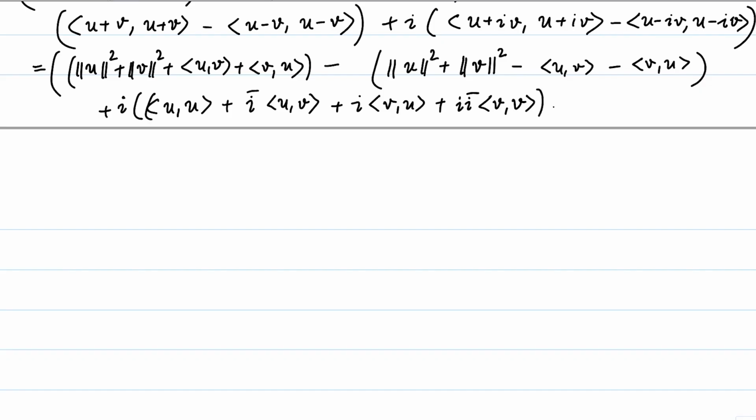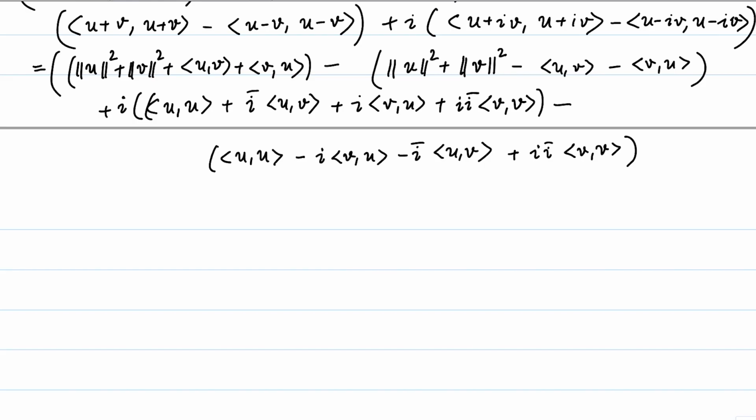That will be the first term, minus, how about the second term? Second term will be very similar, u comma u, now minus of I times v comma u minus of I bar times u comma v plus I bar times v comma v. The second term is where all the I had to be taken care of carefully.